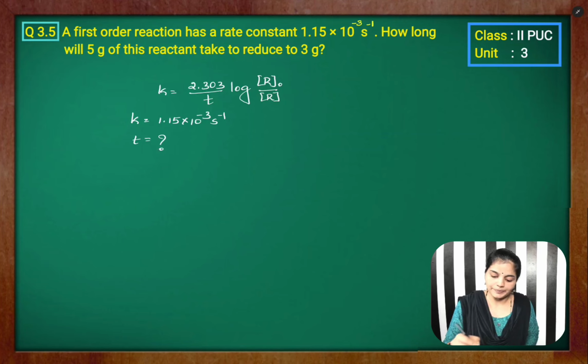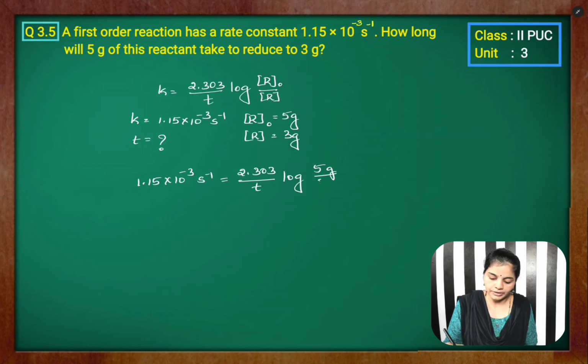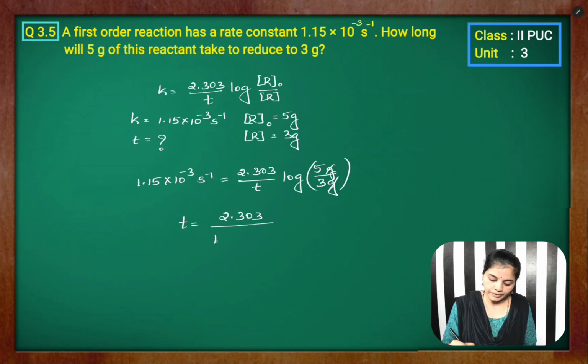Time is what we need to calculate. They have given us the concentration is reduced from 5 gram to 3 gram. We need to calculate what is the time taken for that. So R naught is 5 gram and R will be 3 grams. Now substituting all these values into the expression for the rate constant, we have 1.15 into 10 to the power minus 3 per second is equal to 2.303 divided by T, that's what we have to calculate, log of R naught, that's 5 gram, divided by 3 gram. Gram and gram gets cancelled with one another. So I can rearrange this and write T is equal to 2.303 divided by 1.15 into 10 to the power minus 3 per second into log 5 divided by 3.